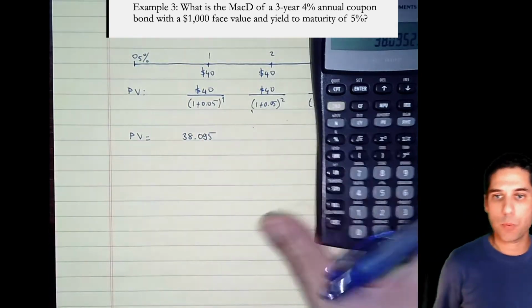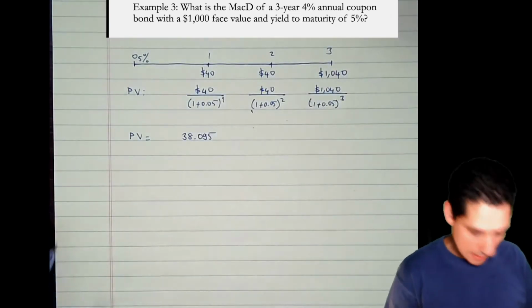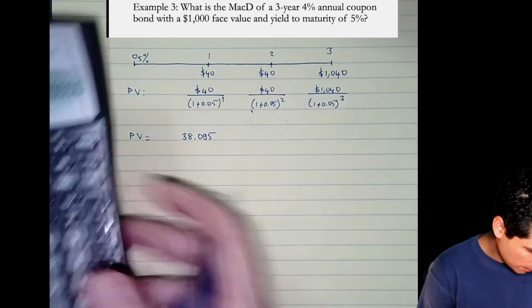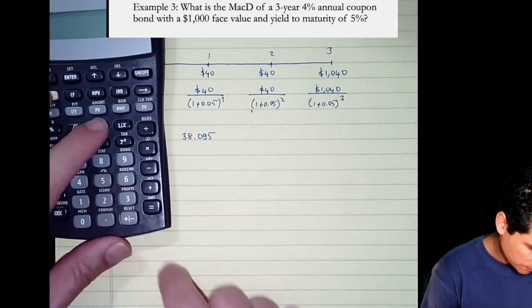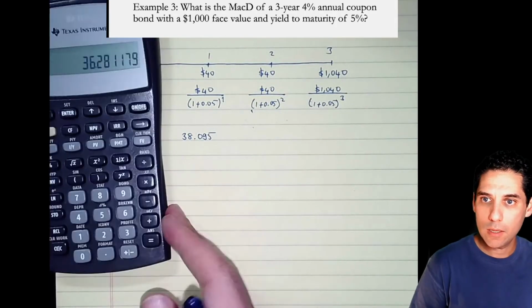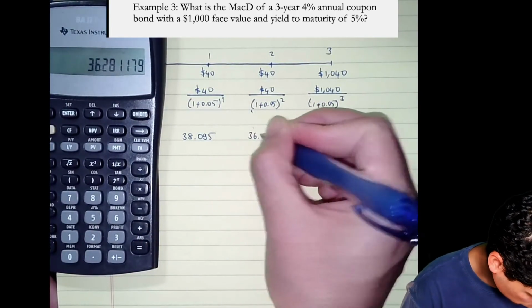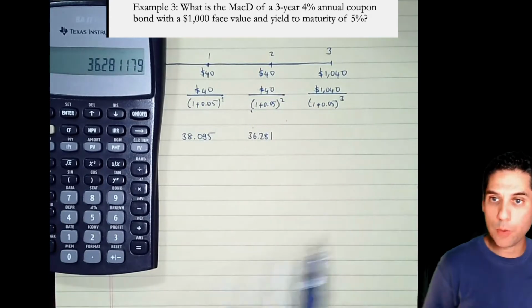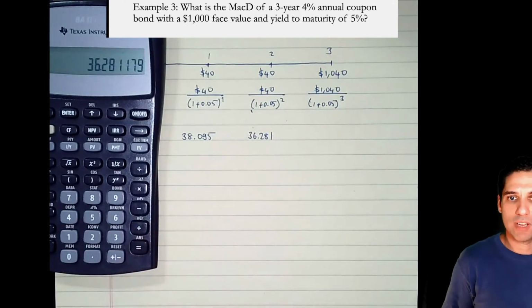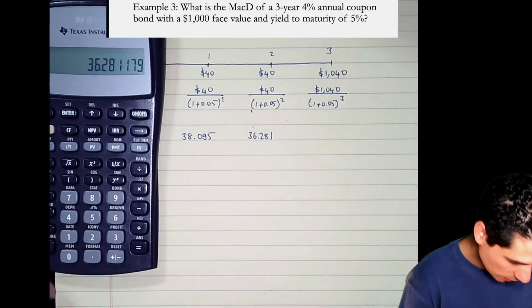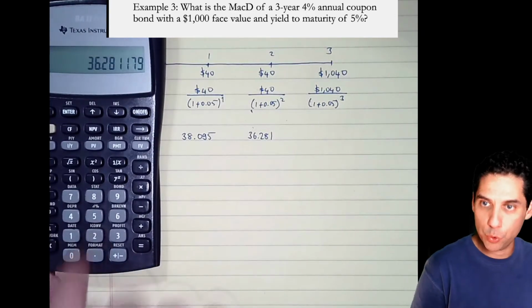0.95. That's the present value of the first coupon. The second one is 40 divided by 1.05 squared. That's 36.281. Not surprisingly, it's a little less. $40 in 2 years is worth less today than $40 in 1 year. So let me store this, STO2.